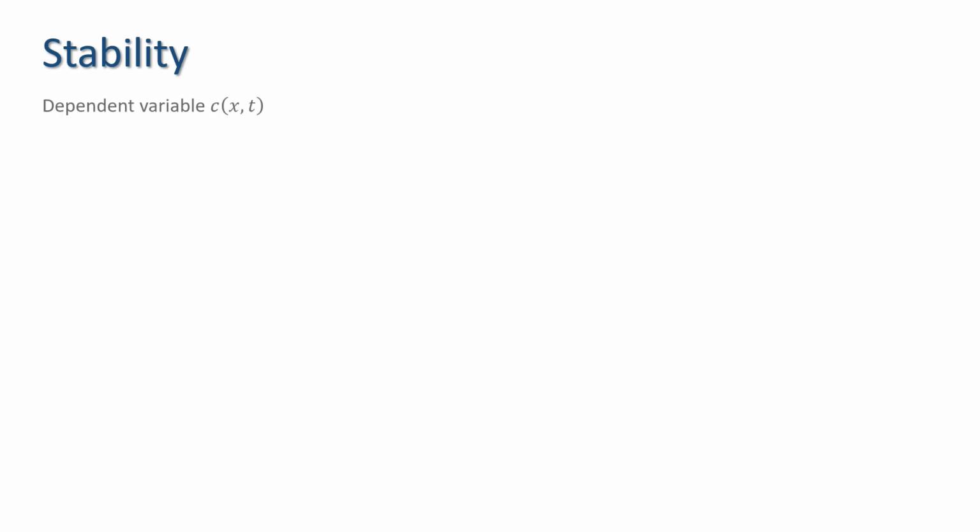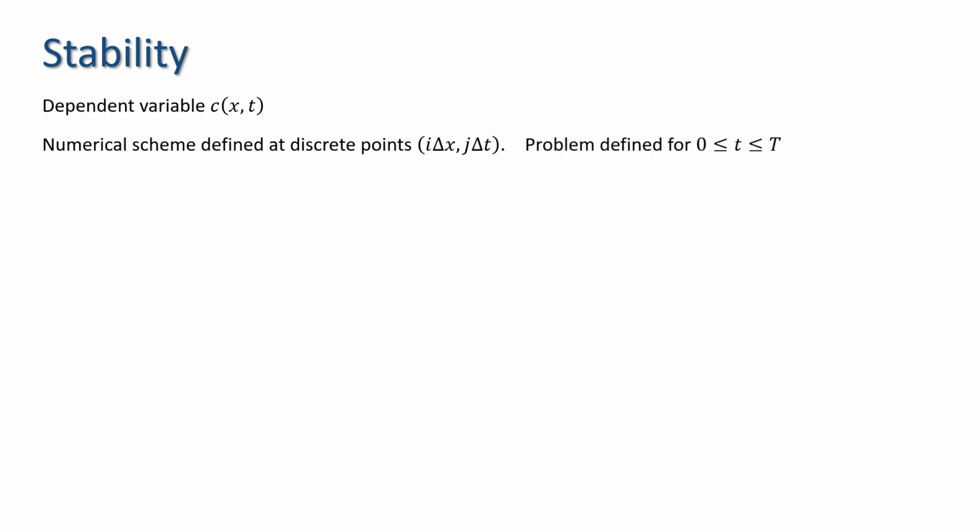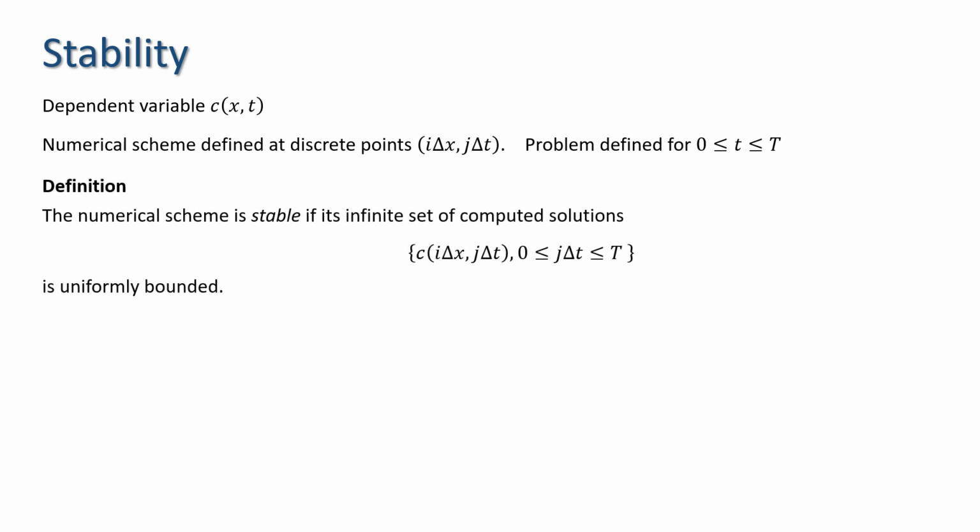Suppose we have a variable c that depends on 2 independent variables x and t, and we have a numerical scheme defined at discrete points i delta x and j delta t, and a problem defined between time 0 and capital T. The numerical scheme is stable if its infinite set of computed solutions, c of i delta x j delta t, is uniformly bounded for any time step between 0 and T. We should note that consistency and stability are entirely different conditions and should not be confused. A full discussion of consistency can be found in my video on consistency in numerical diffusion.